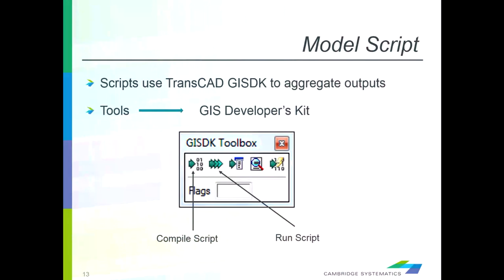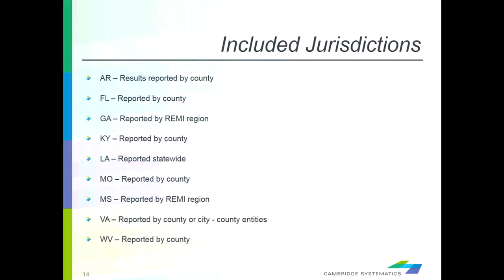that was developed. And as mentioned before, for Georgia and Mississippi, we report by REMI region. For most of the remaining states, we report by county. And as Paula mentioned, for Louisiana, the REMI is a statewide REMI, so we report statewide for Louisiana.